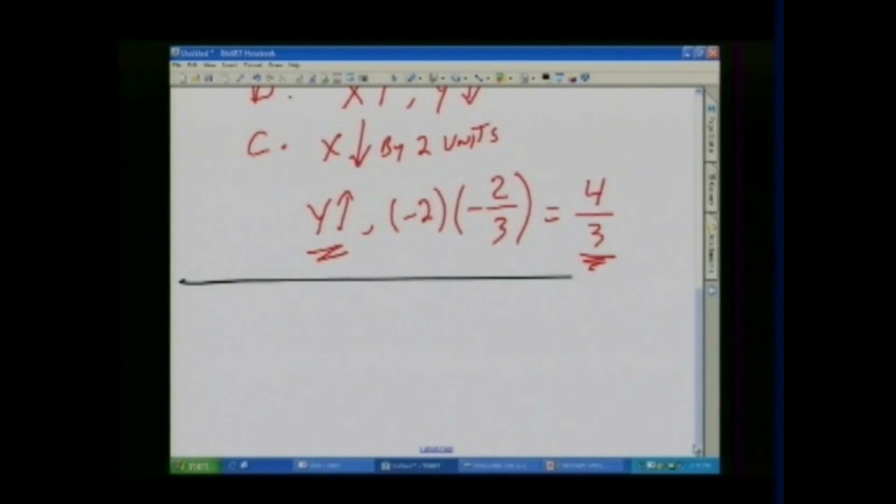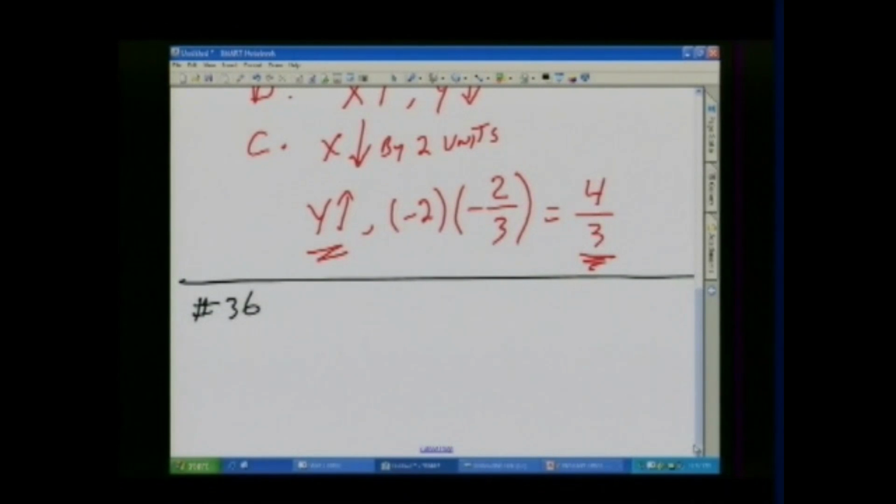Let's look at another problem. Look at problem number 36. In the instruction, by the way, we have to read the instruction every time. It says in exercises 33 and 34, well, we don't have to do that. We don't have to worry about that. That only applies to 33 and 34.